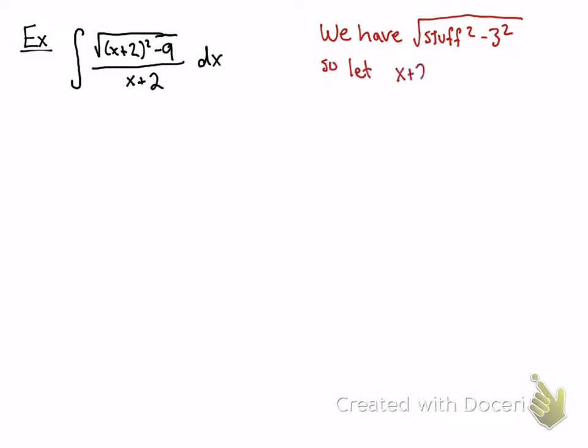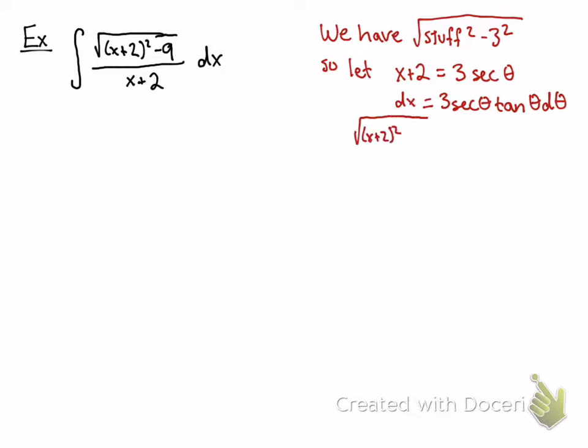So that means, according to the previous slide, the stuff should equal the number, 3, times the secant of theta. So x plus 2 equals 3 secant theta. And that means dx, if you take the derivative of x plus 2, you just get 1 dx, equals the derivative of 3 secant theta, which is 3 secant theta tangent theta, and then we have times d theta. So that's what I'm going to fill in for my dx.